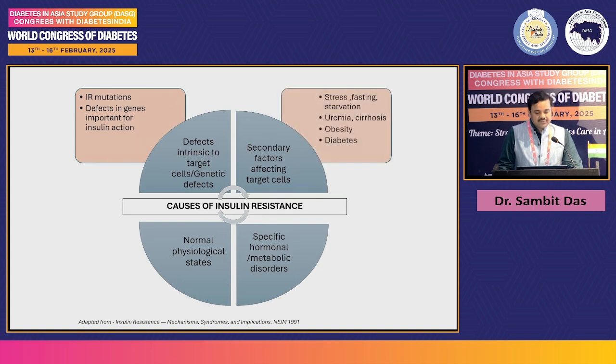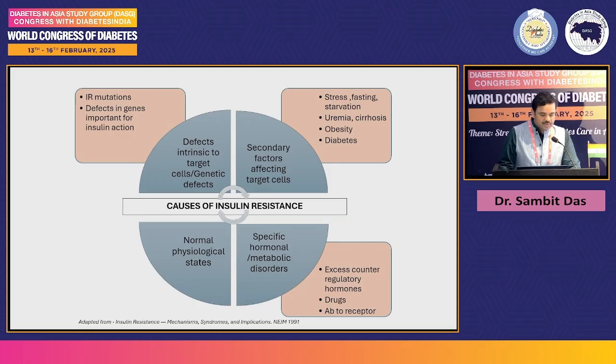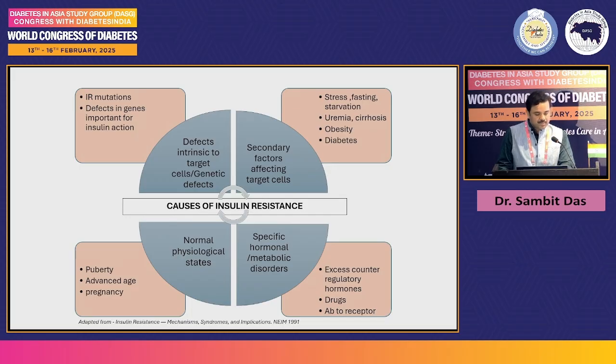Then there are stress, fasting, starvation, uremia, cirrhosis, diabetes and obesity, which are the secondary factors affecting the target cells. The specific hormonal disorders include excessive counter-regulatory hormones, like maybe in Cushing's or acromegaly, as well as drugs and antibodies to the receptor, which I just described. Then there are some normal physiological states where insulin resistance is maximum, for example during puberty, advanced age, or pregnancy.